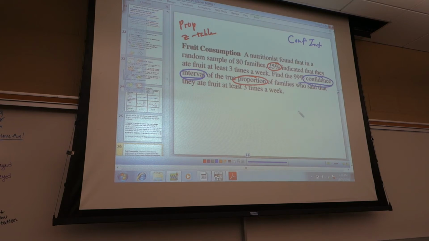All right, so is it one sample or two samples? One sample. One sample, great. Everyone put your finger on the right spot. Where did you go for this one? And pick the correct row as well. Good. All right.